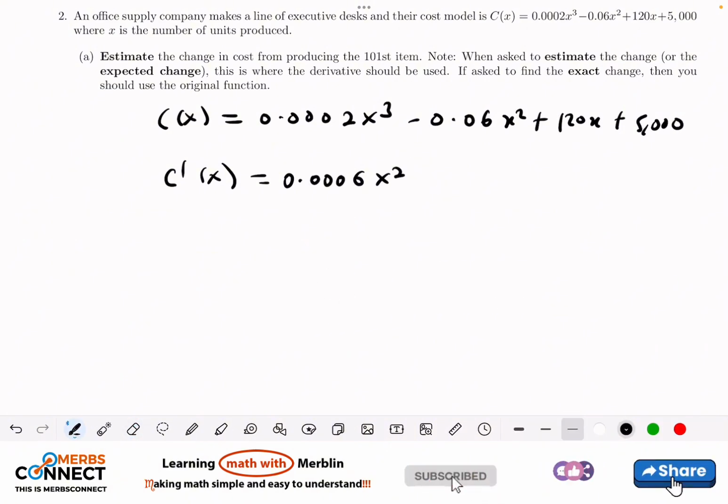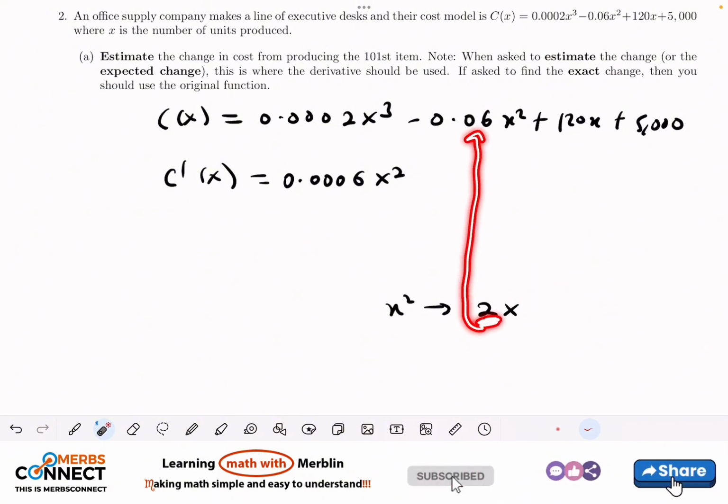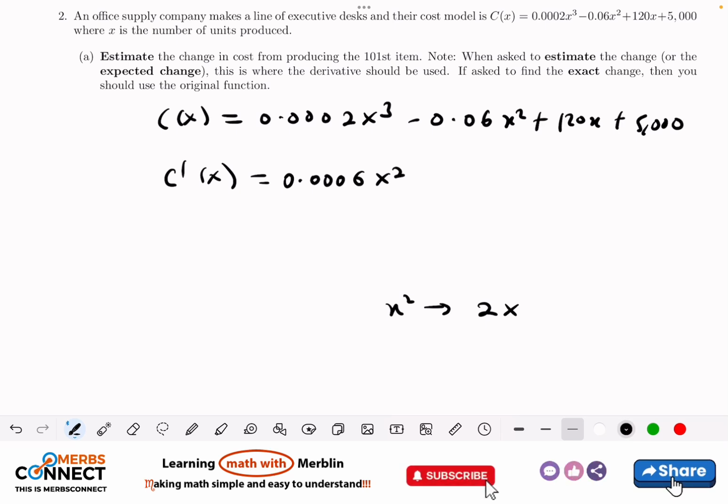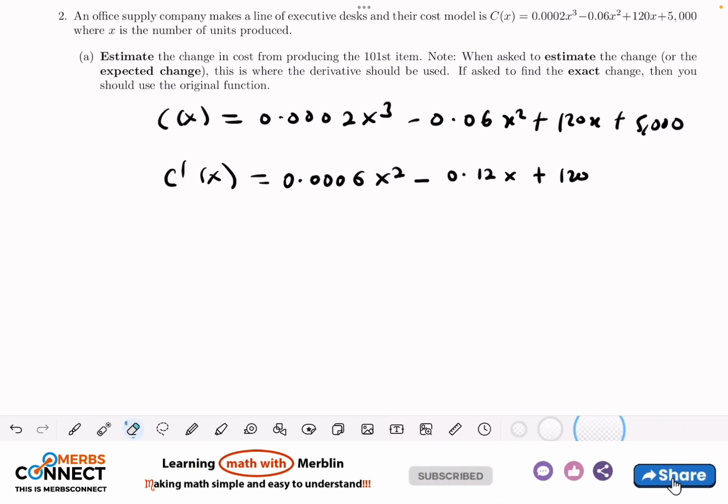Now, if I want to differentiate this one, x squared is going to give us 2x because the 2 drops down, then we subtract 1. So 2 minus 1 will just be 1, which is the same as this. Then I need to use the 2 to also multiply what is here. So when I use 2 to multiply that, I'm going to have minus 0.12x. Then when I differentiate x, I get 1. So I'm going to have plus 120. And when I differentiate the constant, I'm going to get 0. So this is what I'm going to get after the differentiation.